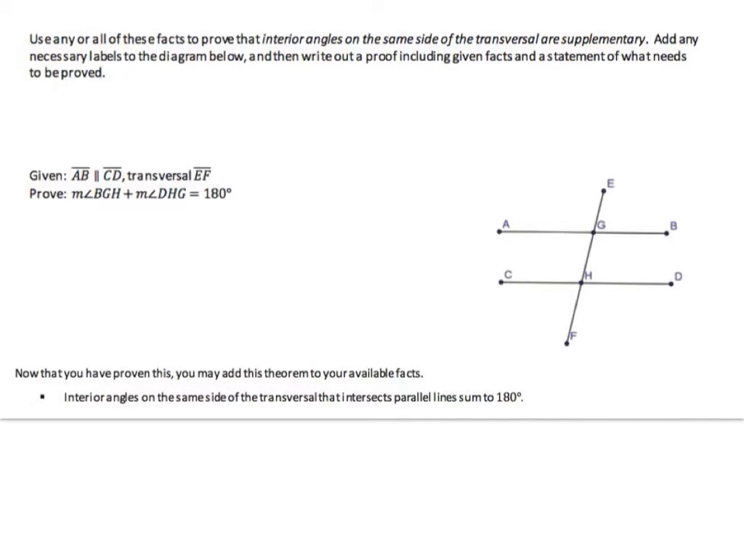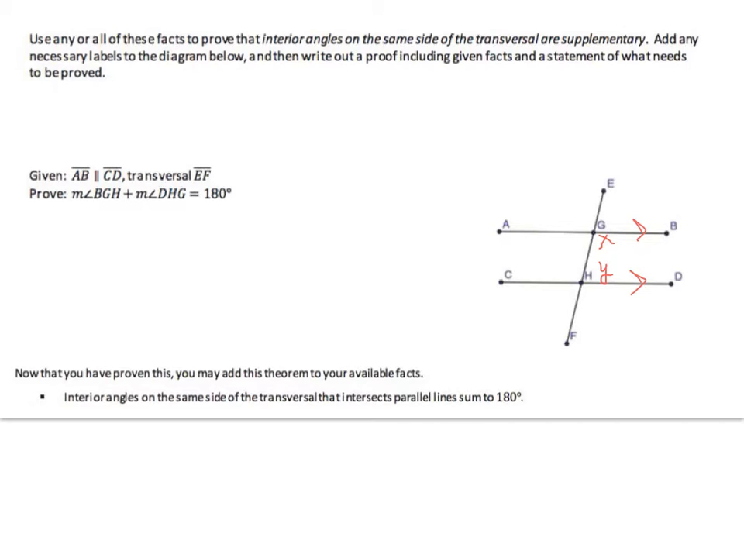Use any or all of these facts to prove that interior angles on the same side of the transversal are supplementary. Add any necessary labels to the diagram below, then write out a proof including given facts and a statement of what needs to be proved. Okay, so given AB is parallel to CD, transversal EF, we want to prove that the measure of angle BGH, we're going to say that's X, plus the measure of angle DGH, we're going to say that's Y, is equal to 180. Okay?